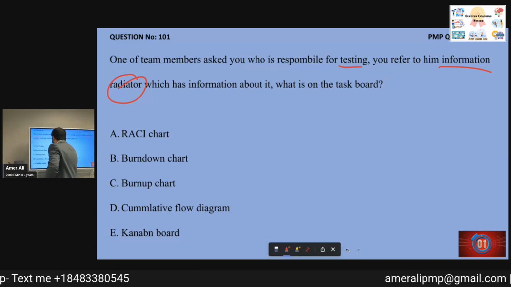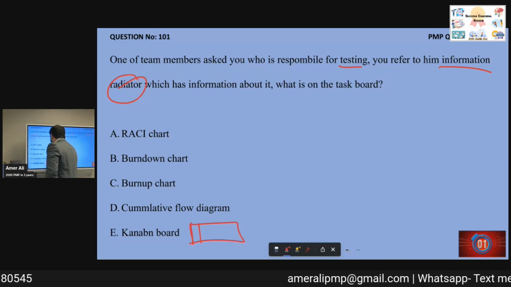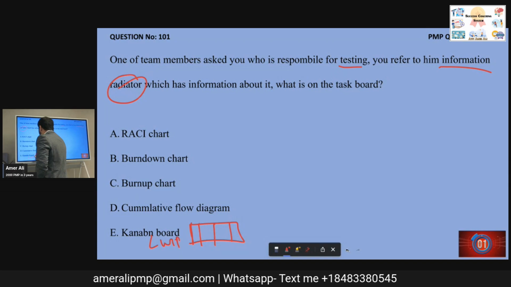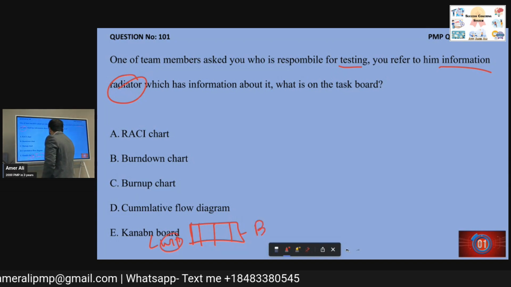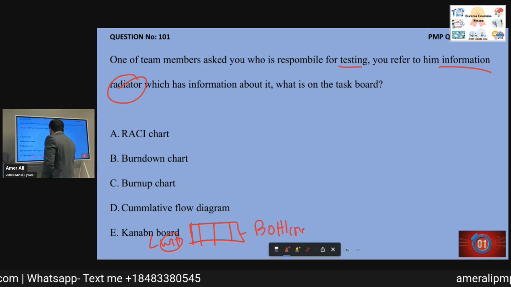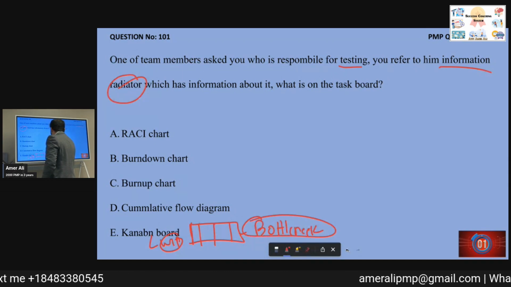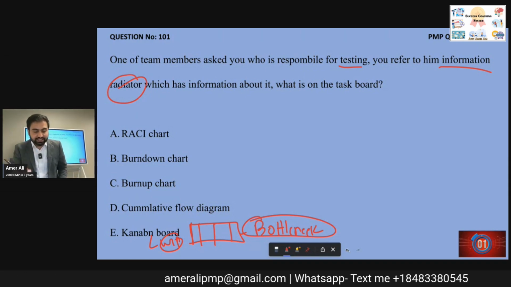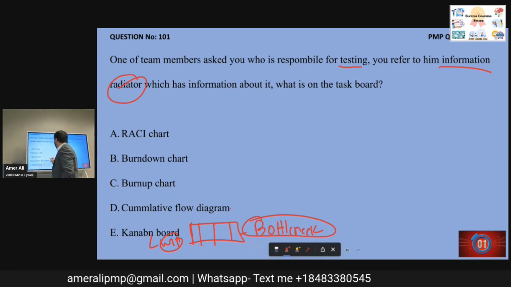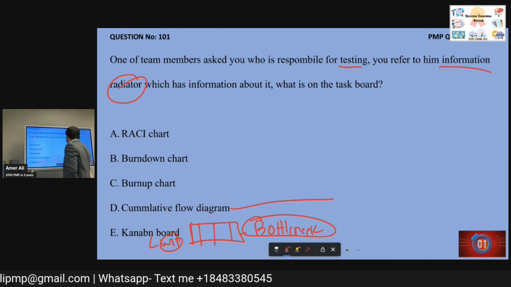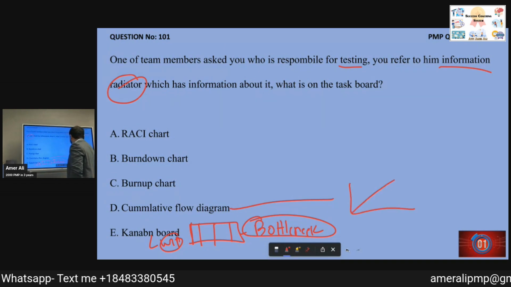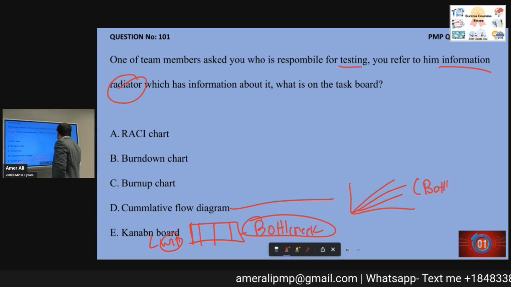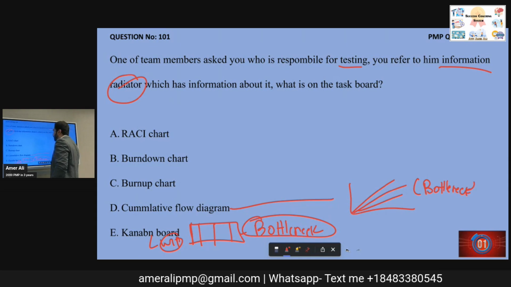Kanban board. So Kanban board is an information radiator that actually shows work in progress. Okay, and it identifies the bottleneck. The Kanban board helps you to identify bottleneck. That is not what we are looking for here, so that is eliminated. Cumulative flow diagram. It is a visual display of Kanban board. It looks something like this. It actually again identifies bottleneck. Again, we are not looking for that.